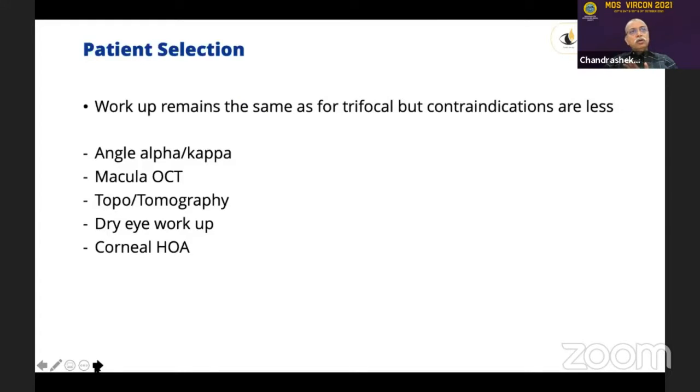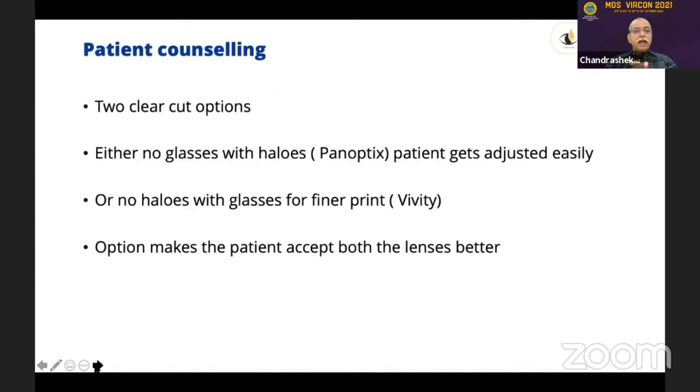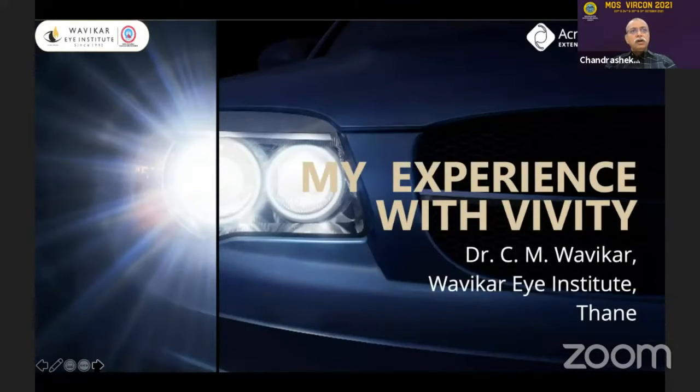So how do you do the workup for this patient? We do everything we do for a trifocal IOL: angle alpha and kappa, macular OCT, topography, tomography, dry eye status, and corneal higher-order aberrations. While counseling, we give two clear-cut options. Number one, either you can have no glasses with halos, to which the patient eventually adjusts, or no halos, but glasses only for the smallest print. This makes the patient accept both lenses better, and they are ready in their mind from the beginning for what to expect.